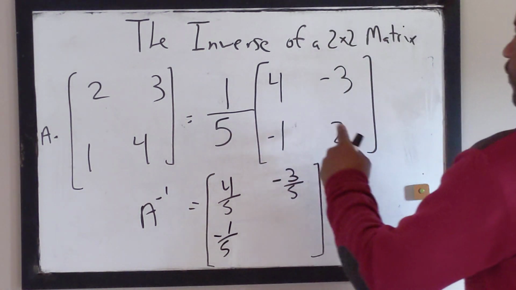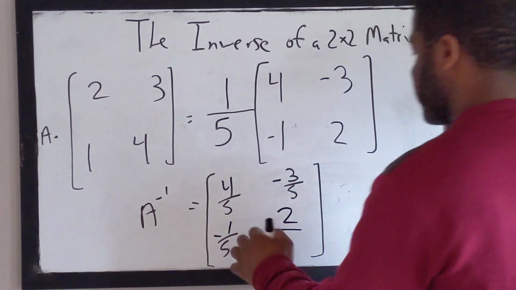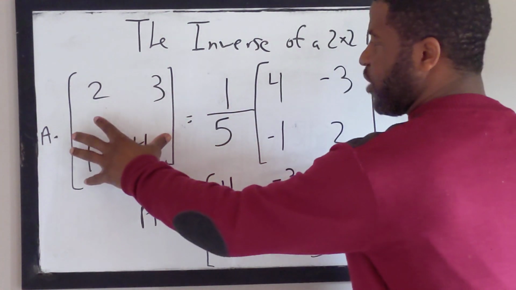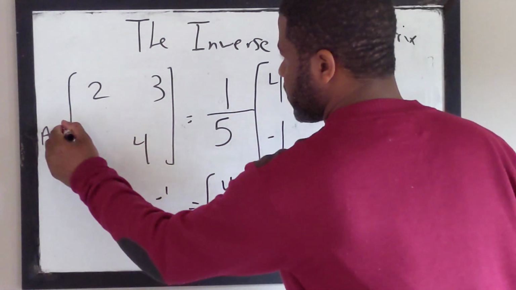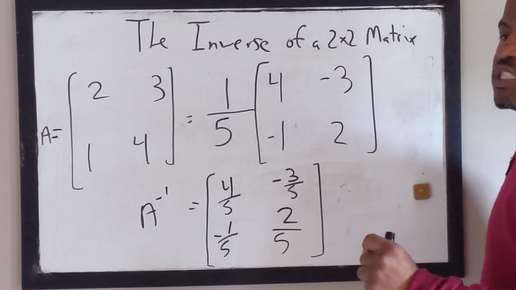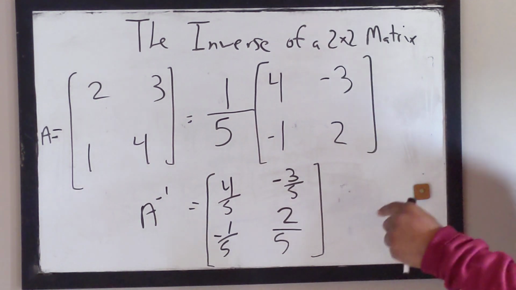And then 1/5 times 2 is 2/5. That's our inverse. Now, this is how I want you to check your answer. Remember what we said at first. When you multiply the original matrix A times the inverse, it should get you back to the identity matrix: 1, 0, 0, 1.